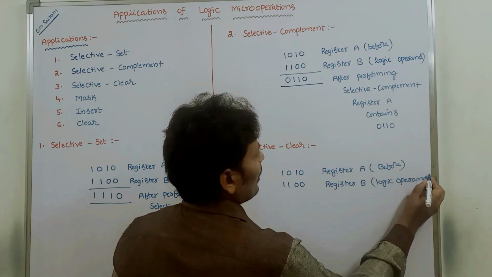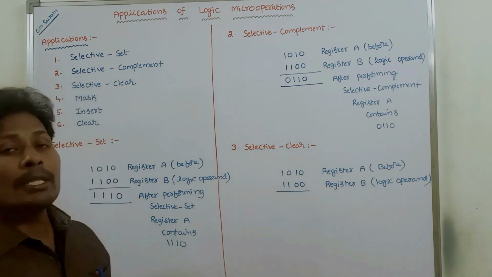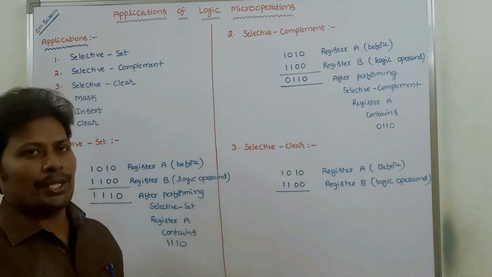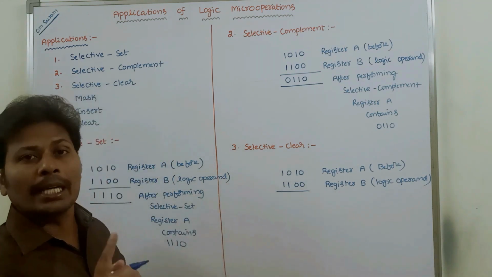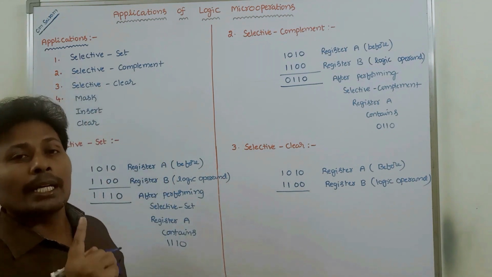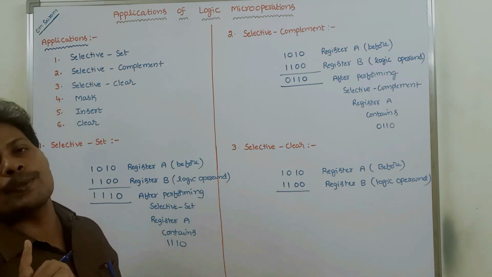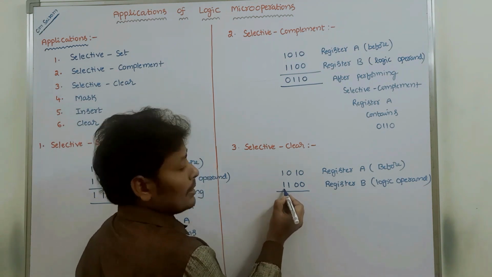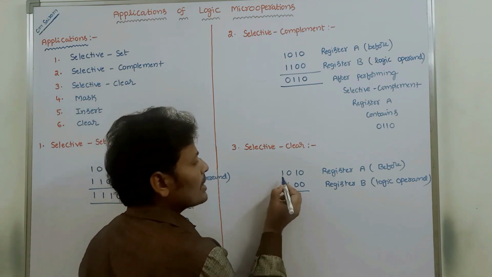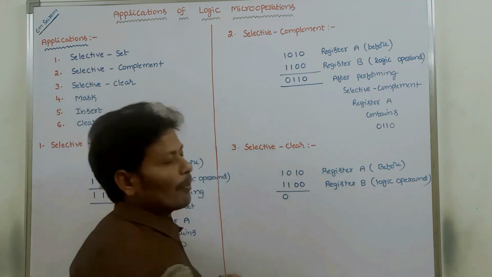How to perform the selective clear operation? To perform the selective clear operation, identifying bit 1 in register B, the corresponding bit in register A can be cleared to 0. Here bit 1 is there, the corresponding bit in register A is 1. It can be cleared to 0.